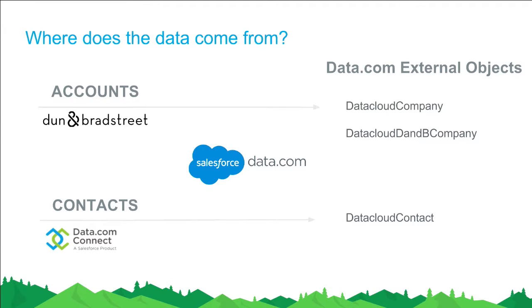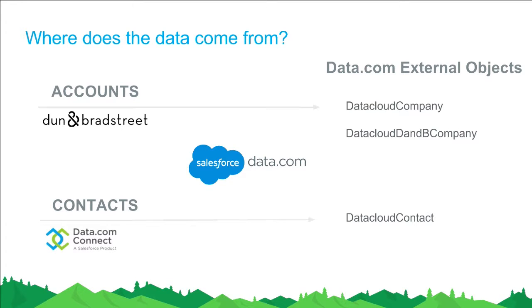There are three external objects, like you can see. Data Cloud Company and Data Cloud DNB Company are two objects that will give you company-related data. And I do have a couple of examples which will make this more clear later on. The only difference between Data Cloud Company and Data Cloud DNB Company is that Data Cloud DNB Company is a superset of Data Cloud Company. So if you're thinking about the DNB Company object in the UI, you can construct that by querying the Data Cloud DNB Company object itself.